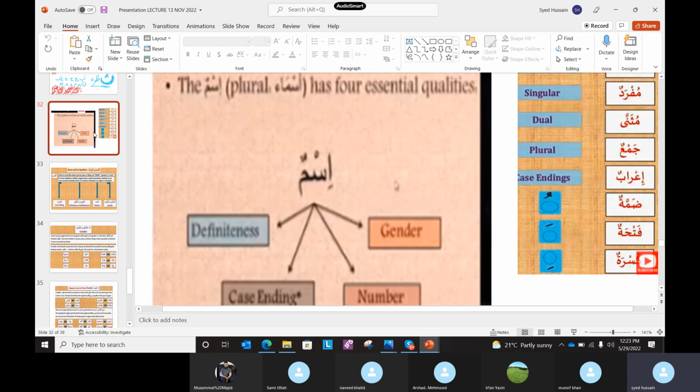So muthanna means dual, means two. Whenever talking about two people, there is a special word used for that. And then case ending, because in Arabic there is no such thing as ka, ki, ke, like in Urdu. So the last letter, here we have a dhamma, which in Urdu we call pesh, fatha, fathun, zabar, and kasratun, zair. So dhamma, fatha, and kasra, or dhammatun, fathatun, kasratun.